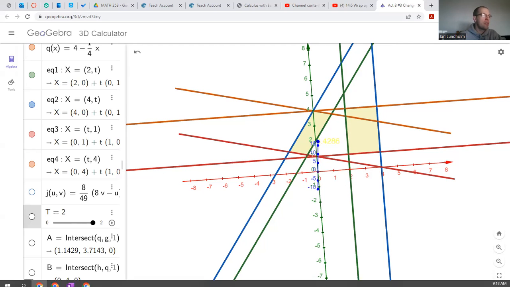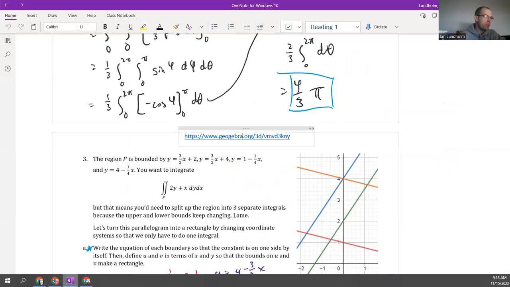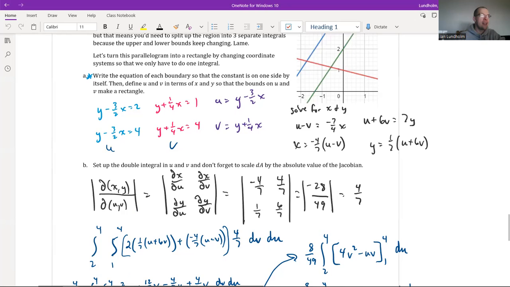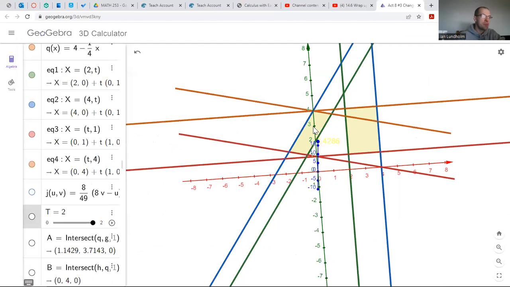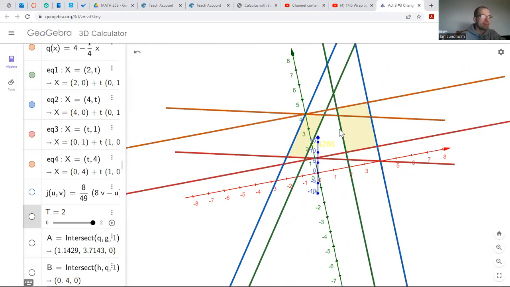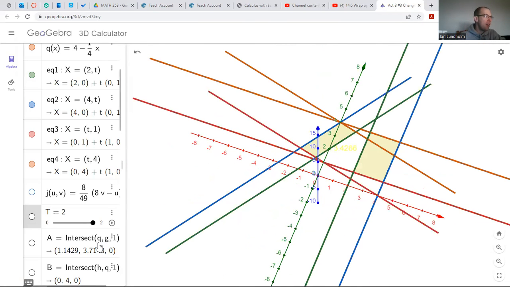So what we had found when doing the Jacobian is that this smaller area is 4/7 of the larger area. So if you multiply 4/7 times this area in UV, you get back to the original area in XY. Cool.